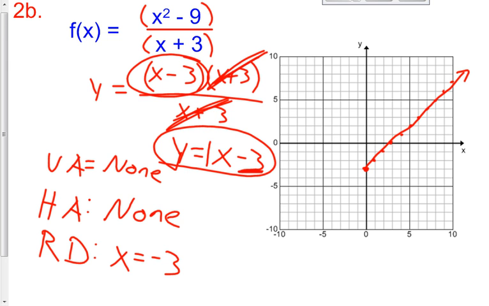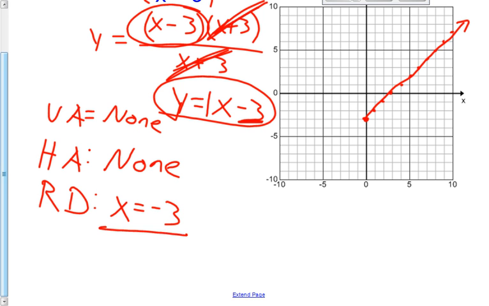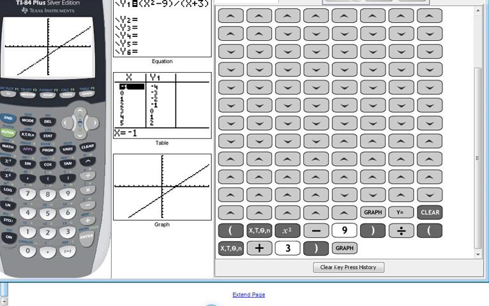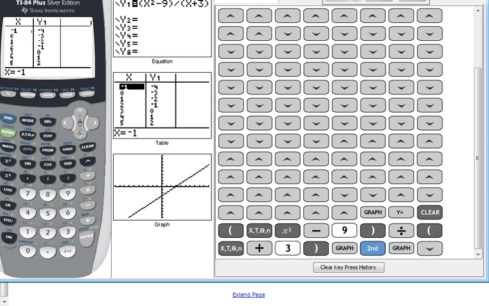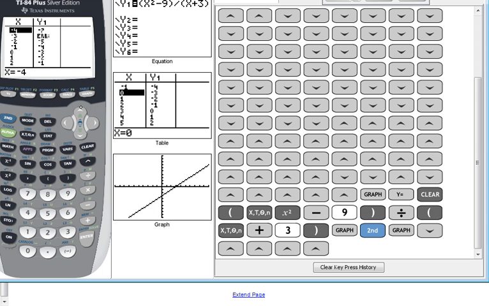However, there's one thing that we need to be careful of. We have a removable discontinuity at one point. Where is our hole at? Our hole is when x equals negative 3. You can see that on your graphing calculator. Go to second graph. At x equals negative 3, up here, as you can see, we have an error, which means that we're dividing by 0, which can never happen.